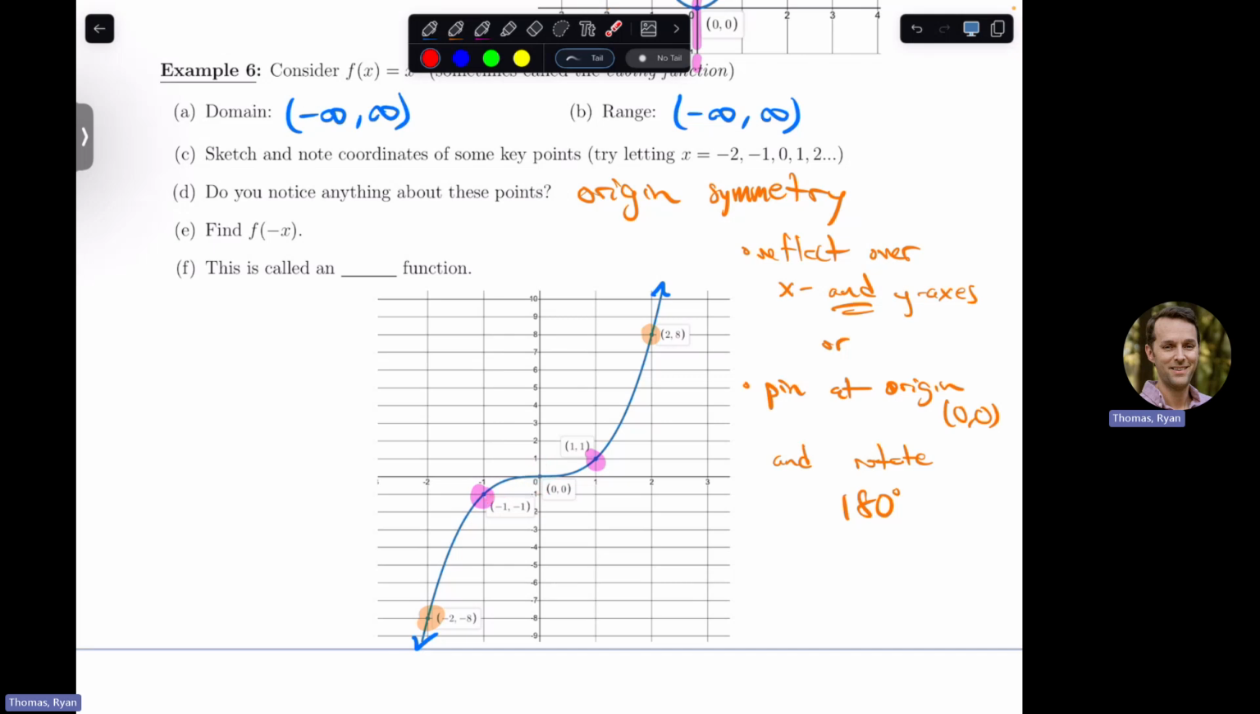Or you could just actually turn your head upside down and the picture looks the same now as it did before, only on my right it doesn't make any sense anymore, right? But the picture's the same. It's sort of rising from left to right. Yes? That's origin symmetry.